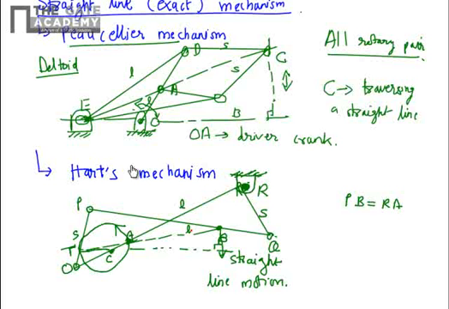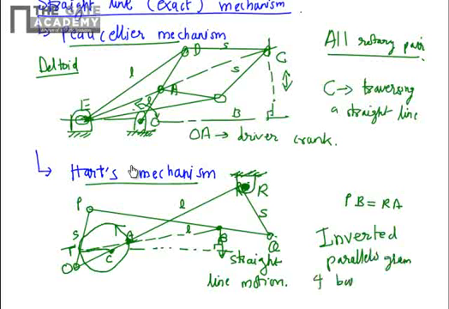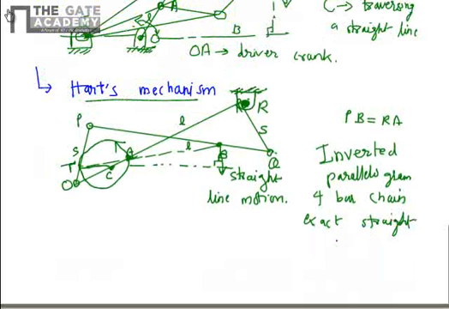But from the GATE examination point of view, you just need to know that a Hart mechanism is an inverted parallelogram 4-bar chain, an exact straight line motion mechanism. So this is what you should be aware of.